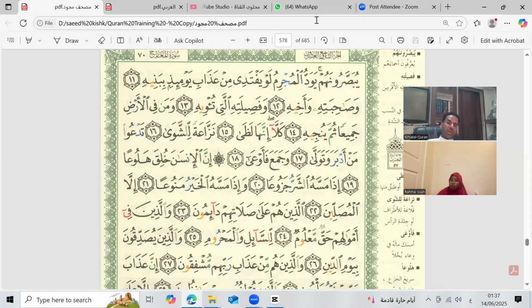So next time, inshallah, will you revise Surah At-Takwir or Surah An-Nazi'at? An-Nazi'at. Okay, and you will memorize Surah Al-Ma'arij up to ayah number 16, inshallah, Rahma.